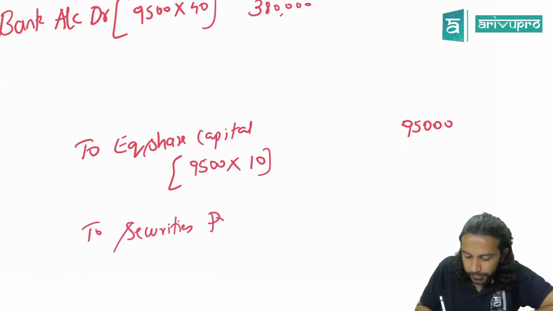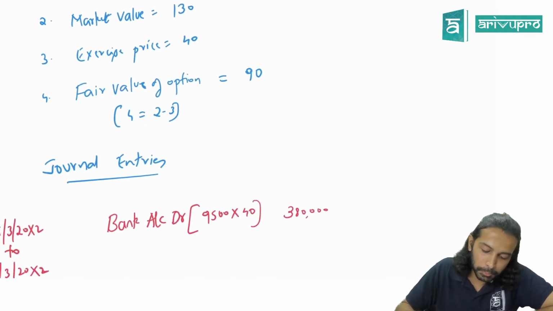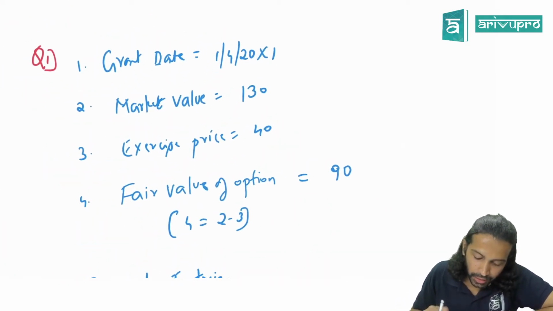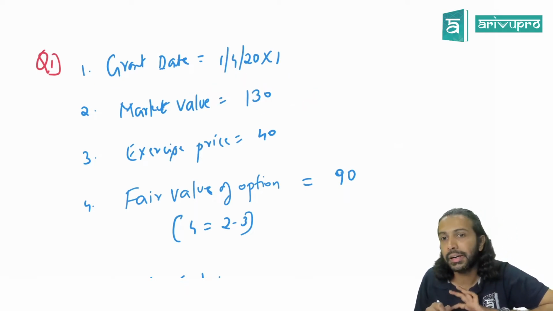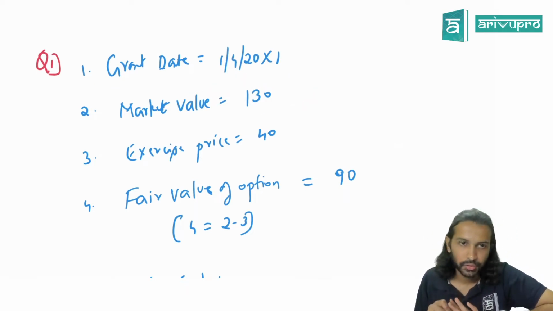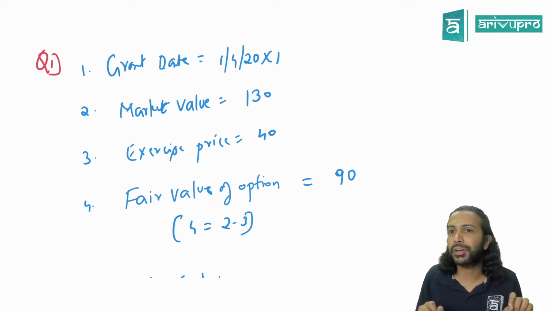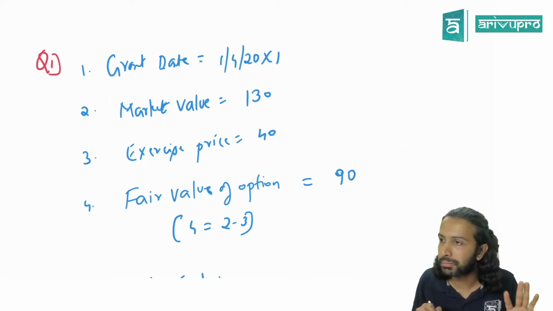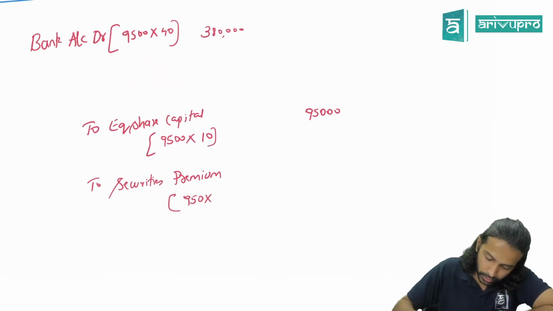To securities premium. Sir, just listen to this. If it was not an employee but some other person, at what price do you think the company would have issued the shares? 130. Yes, the face value of the share is 10. We would have issued it at 130. That means the company would have got a premium. How much premium per share? 120. That is all we have to write here.